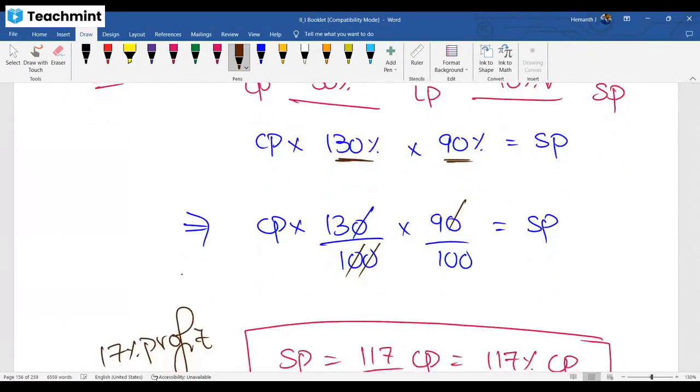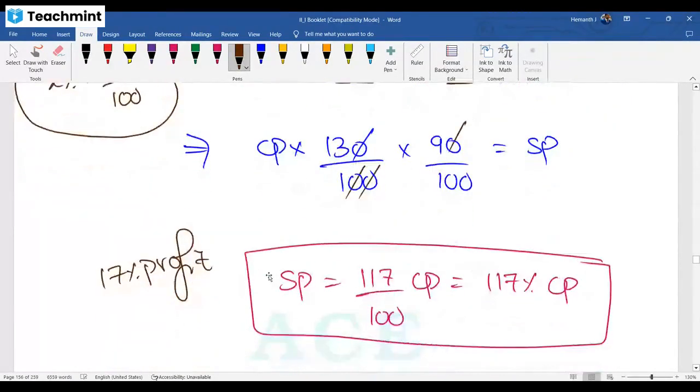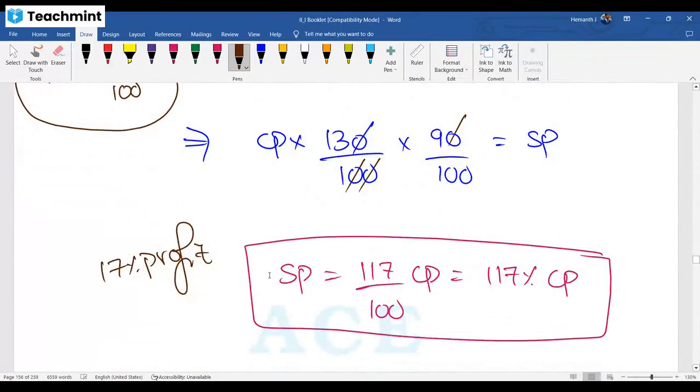X% means X by 100. 90% means 90 divided by 100. 130% means 130 divided by 100, like that you have to note down. So SP is nothing but 117% of CP. 117 by 100 indicates 17% profit. More than 100%, whatever it is, we have to call that the profit. More than 100, 117, 17 extra. So we can claim 17% profit.